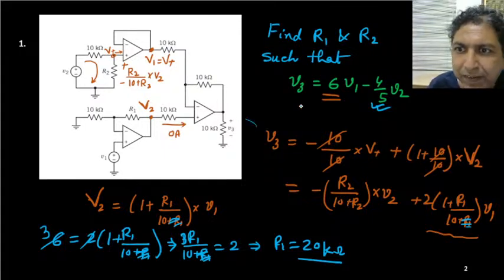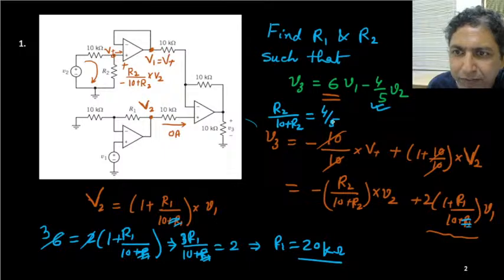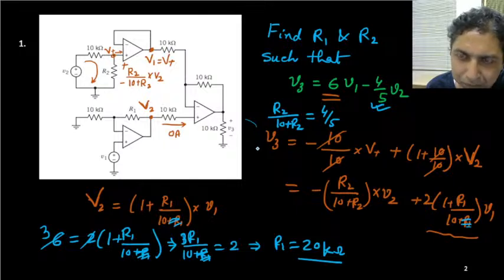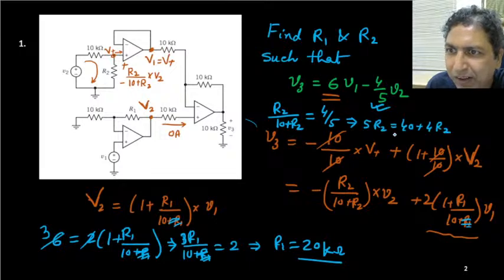So can I go for here? So this R2 upon 10 plus R2, this should be equals to 4 upon 5. Am I correct? So what is the value of R2? So this is 5 R2 equals to 40 plus 4 R2, and that will give you R2 equals to 40 kilo ohm.